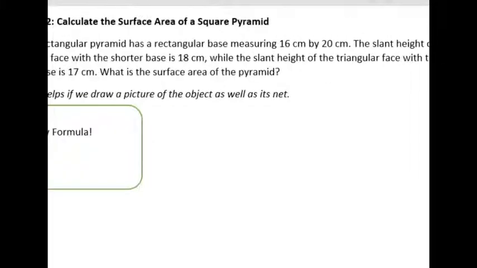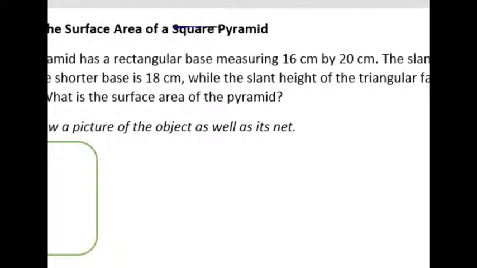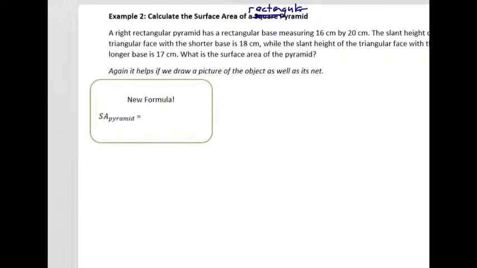Square pyramid. Okay? Actually, I'm going to change this. I'm going to put rectangular pyramid because that's a little more fitting. This is a rectangular pyramid. So we've got a right rectangular pyramid.